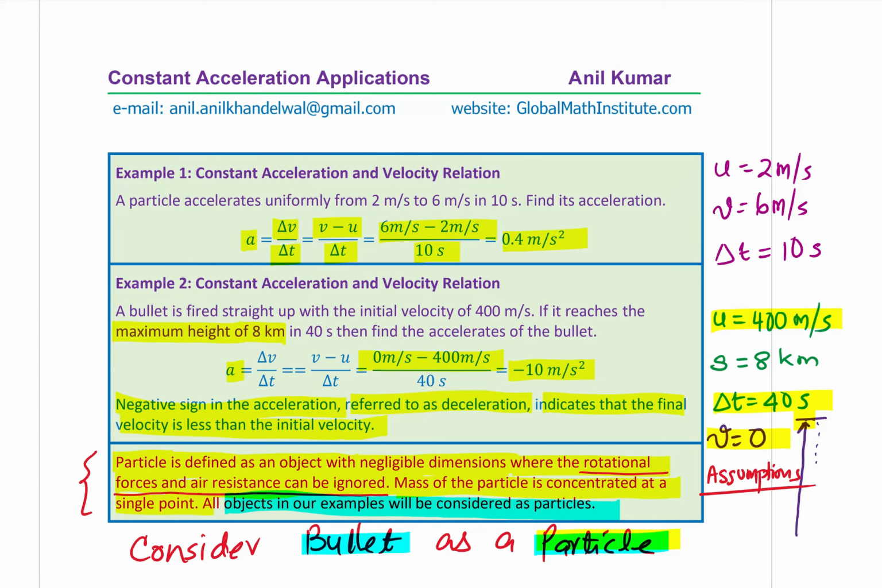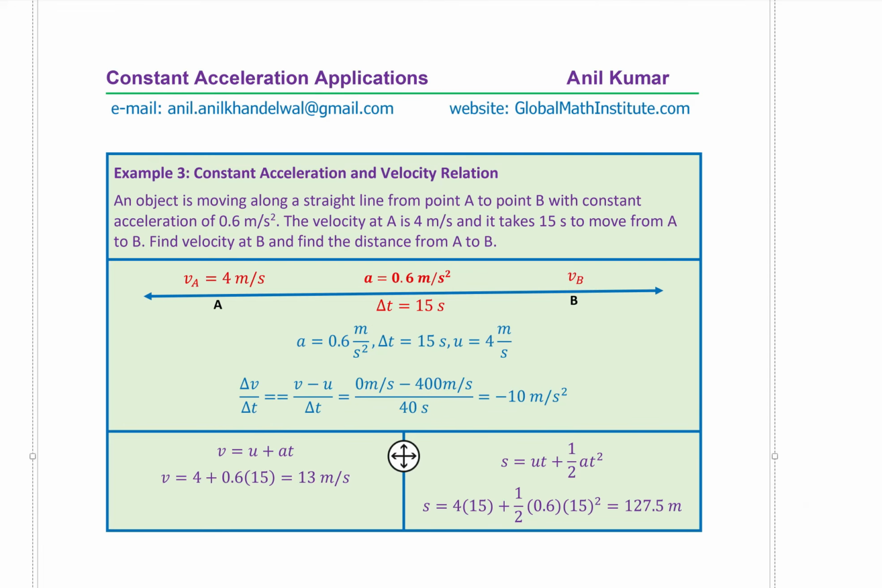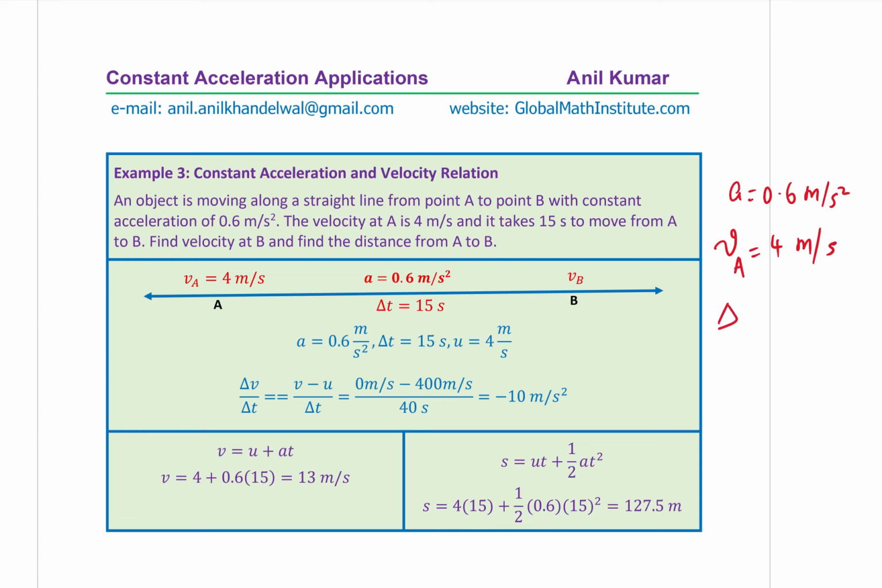Let's move forward to example number 3 now. An object is moving along a straight line from point A to point B with a constant acceleration of 0.6 meters per second square. So we know a equals 0.6 meters per second square. As you read, write down what is given to you, right? That's the whole idea. The velocity at A is 4 meters per second. And it takes 15 seconds to move from A to B. So change in time is 15 seconds.